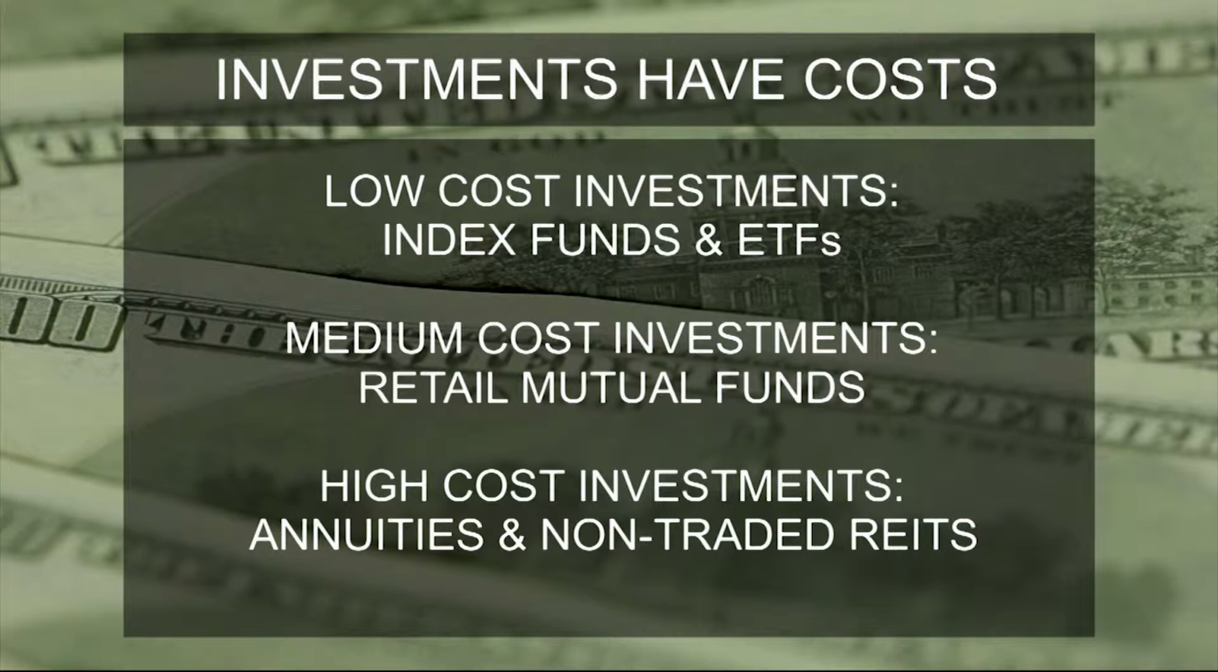Medium cost would be retail mutual funds, kind of in the middle. And the most expensive investments tend to be annuities and non-traded REITs. And if you just look at the cost component alone, you kind of want to stay away from those higher cost investments and stick to the lower cost investments. That's not the only thing you've got to consider. It's the other components that we talked about. But cost is very important because you don't want to give up your profit to someone else.